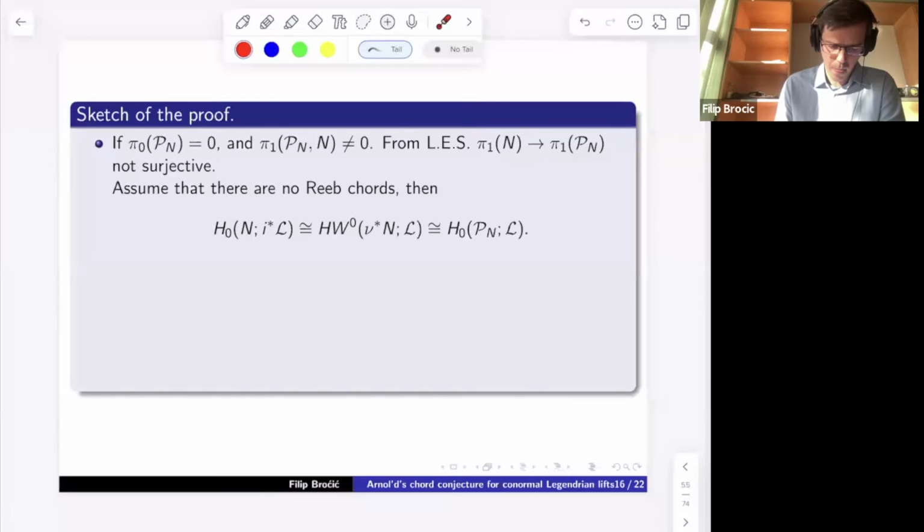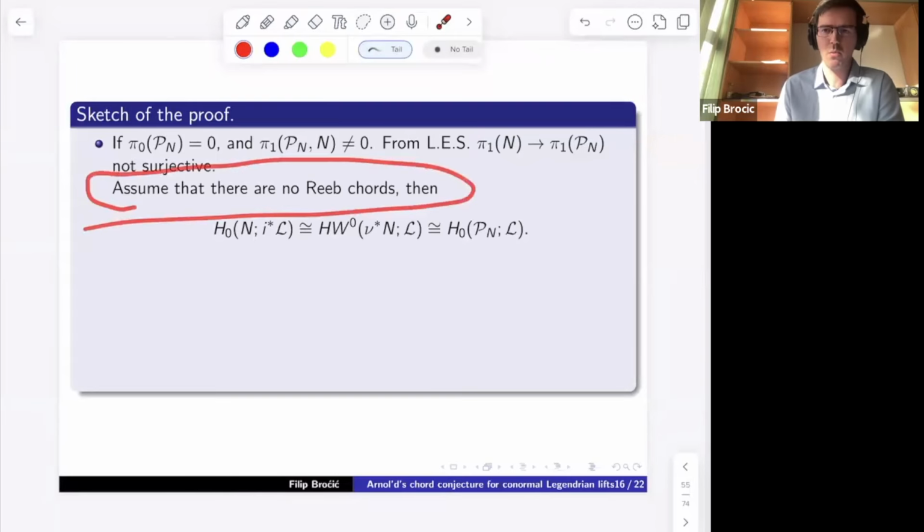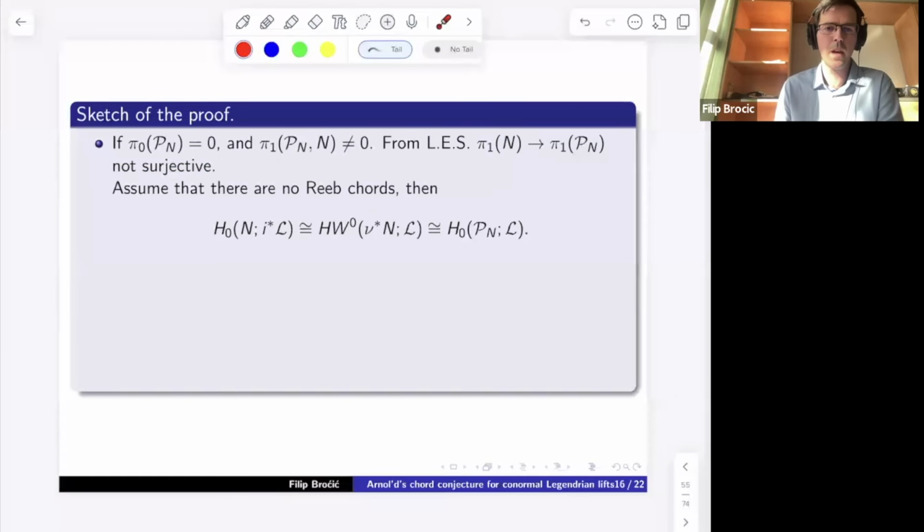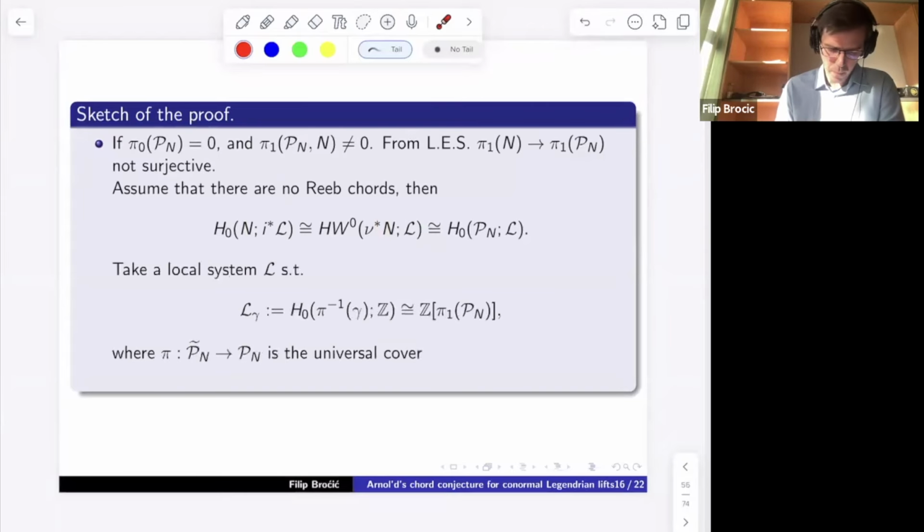So now let's assume the contrary, that we don't have Reeb chords in this case. So this means that our singular homology of the submanifold is isomorphic to the total Floer cohomology in degree 0. So here we take a choice of some local system, and here we take the choice of the pulled back local system. And on the other hand, this is isomorphic to the zeroth homology of the space of paths with endpoints on N. And now let's take the following local system.